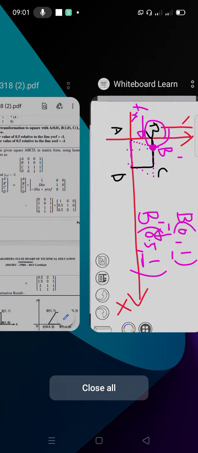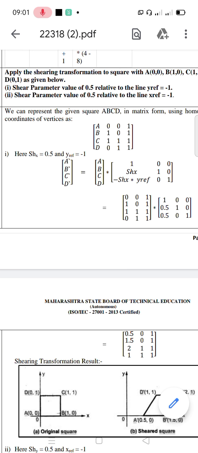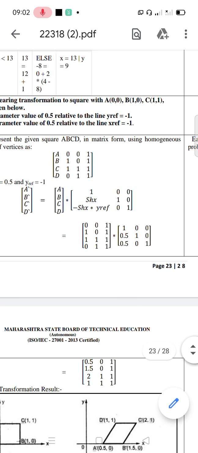So that's why what they have specified here is a shear transformation, shear parameter is 0.5 relative to line y reference equal to -1. So this is the shear transformation performed, due to which the x values got changed. So that's why they are using the parameters SHX equal to 0.5 and y reference equal to -1. In that recorded session they have obtained this particular shear transformation matrix.